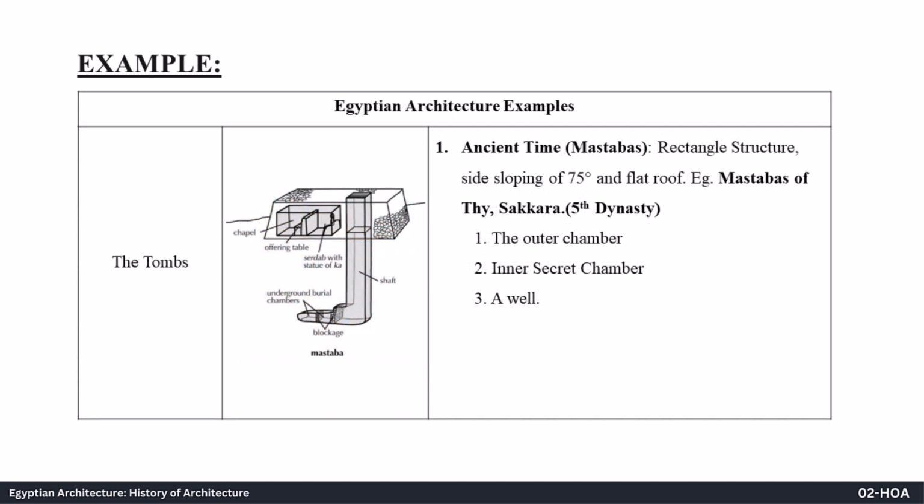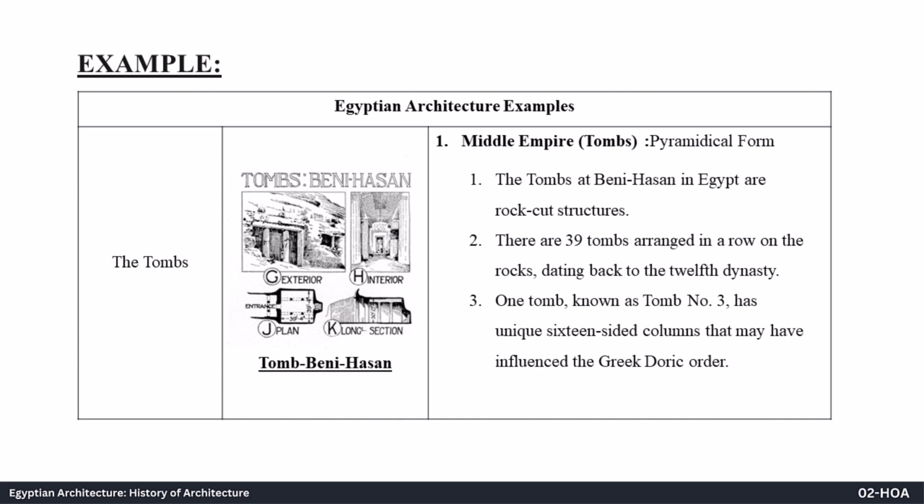The tombs. There are 3 types of tombs developed in different time spans. First, ancient time: mastabas, rectangular structures. They have side sloping of 75 degrees and a flat roof. Examples are the mastabas of Thy at Saqqara, 5th dynasty. The mastabas have 3 different chambers. First, the outer chamber. Second, the inner secret chamber. And third, a well.